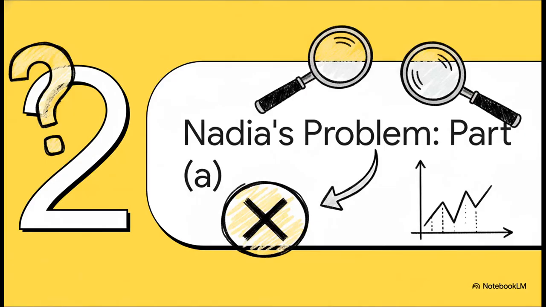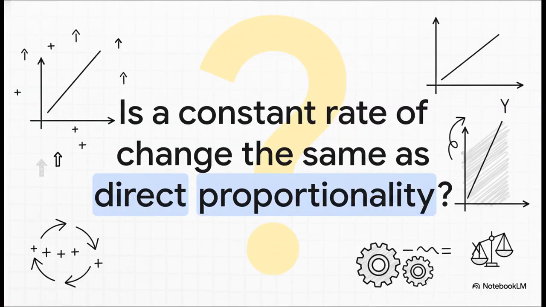All right, let's kick things off with part A. This is a classic spot the mistake kind of question. It's all about the fundamental definition of direct proportionality. Nadia's made a statement, and our job is to figure out if she's right. Now, on the surface, Nadia's logic sounds kind of plausible, right? There's a clear, consistent pattern. But, and this is the big question, is a constant rate of change the same thing as being directly proportional? That's what this question is really testing.